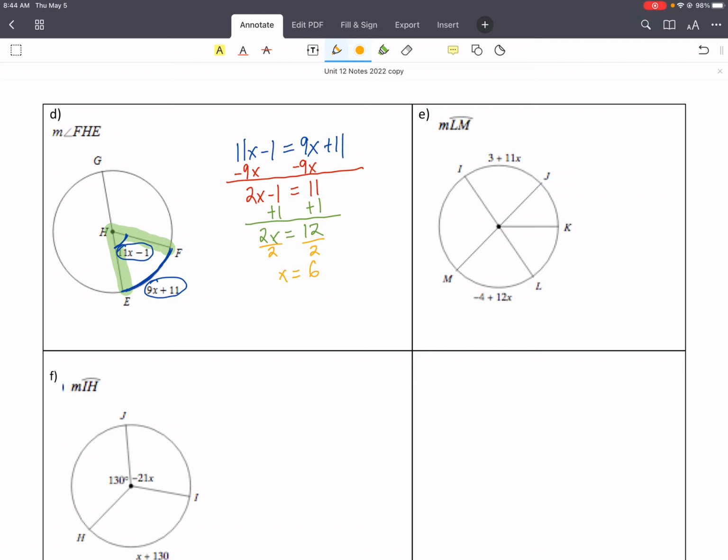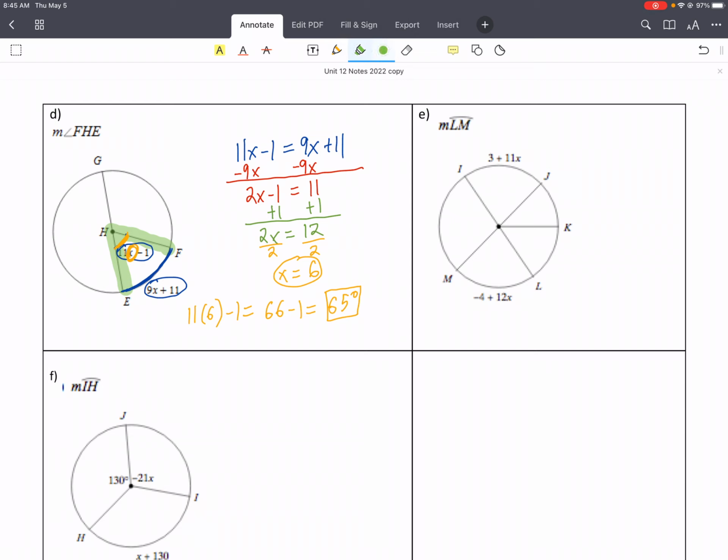Okay, so that's awesome. But the thing is, it's asking us for the measure of the angle. So what we have to do is take that 6 and plug it in for our x for the angle. So you have to do 11 times 6 minus 1. 11 times 6 gives us 66. Minus 1, we get 65 degrees. Ta-da! Okay.